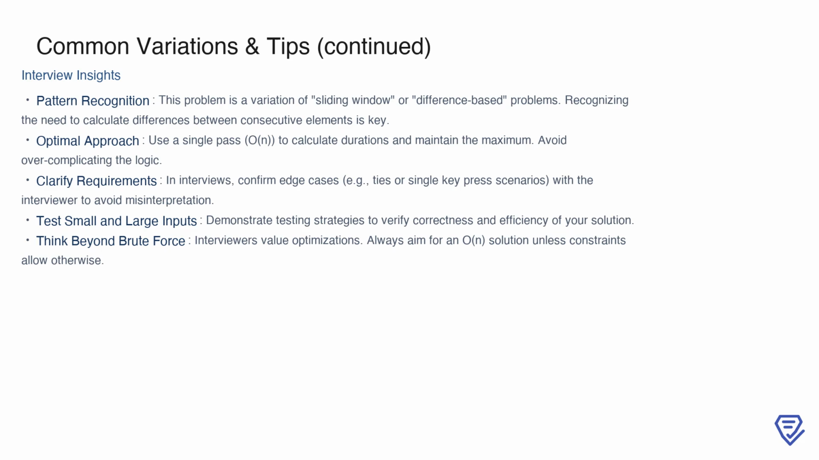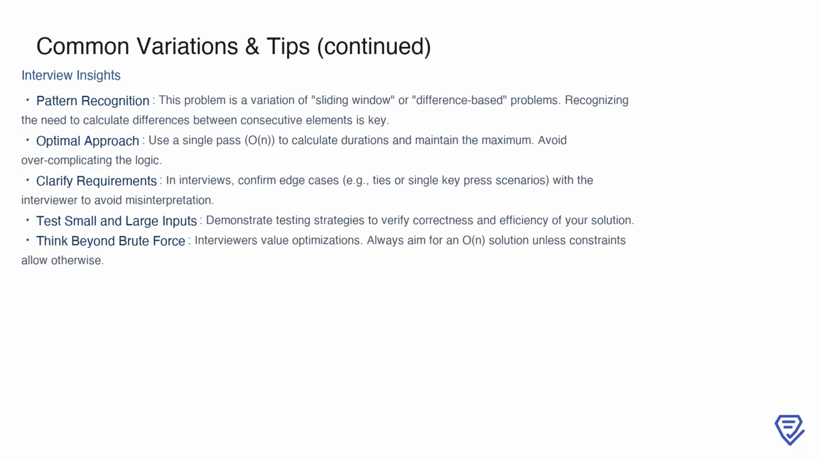Recognizing patterns is crucial for solving this problem effectively. At its core, this is a variation of sliding window or difference-based problems, where you calculate differences between consecutive elements. The optimal approach involves using a single pass to calculate press durations while maintaining the maximum duration and the corresponding key. This ensures an O(n) solution, which is both efficient and scalable.